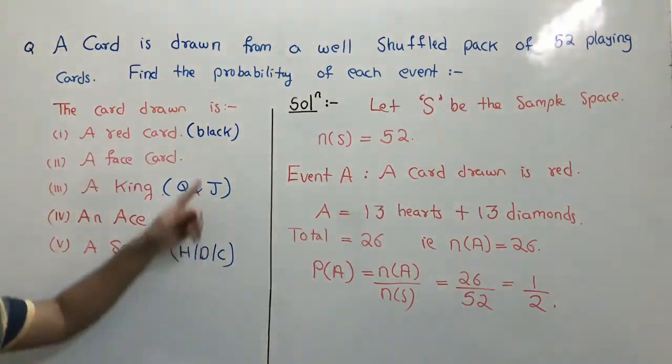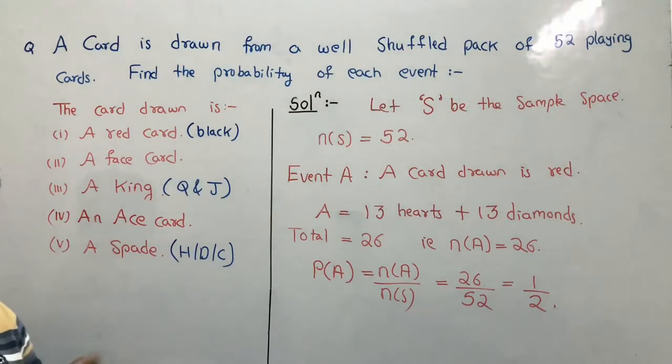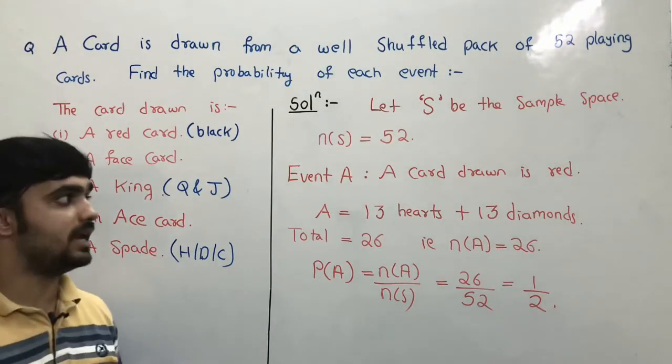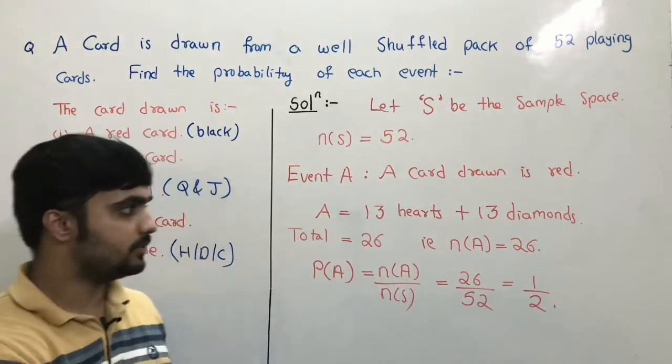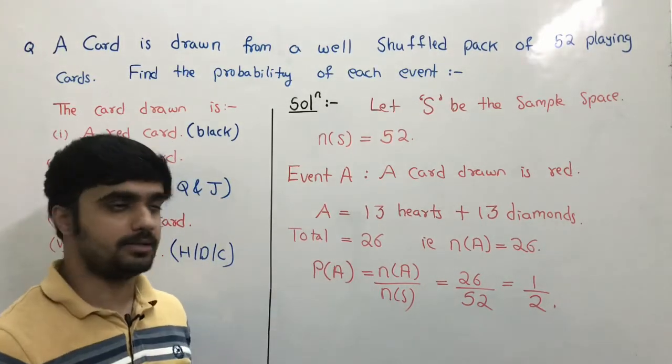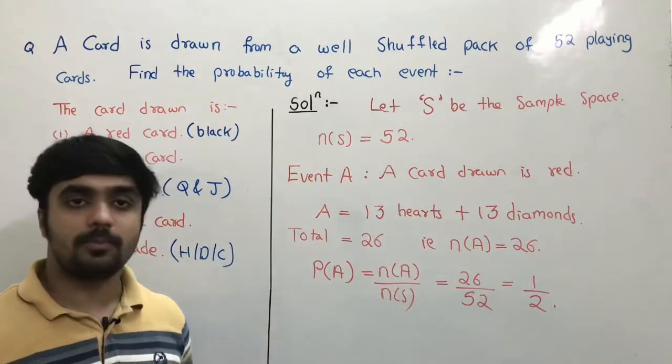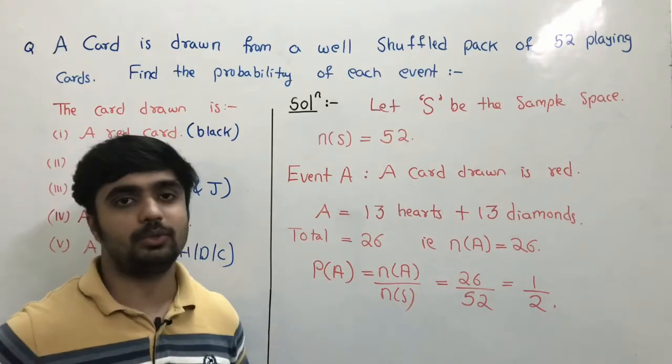Same condition is applicable for black card. If they ask to find the probability such that a card drawn is a black card, same, we have 26 black cards. So it will be 26 upon 52, that is 1 by 2.